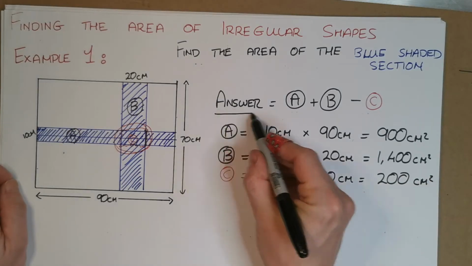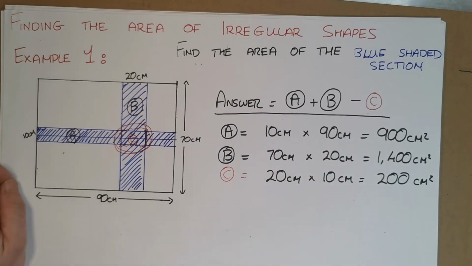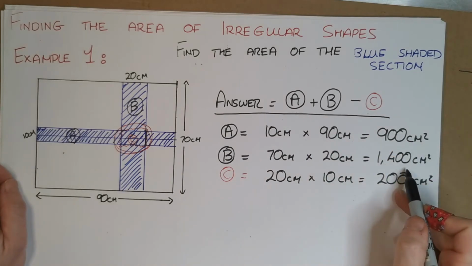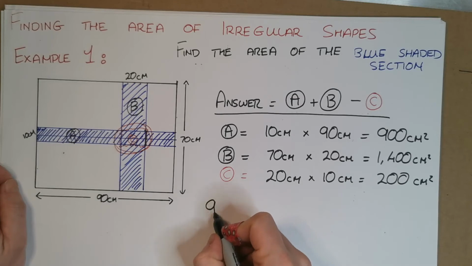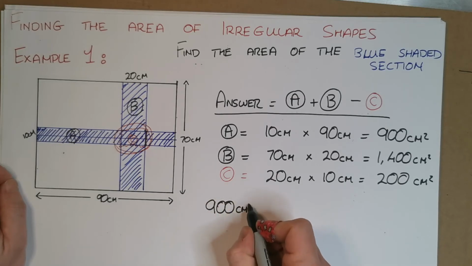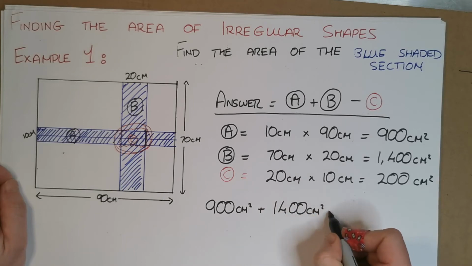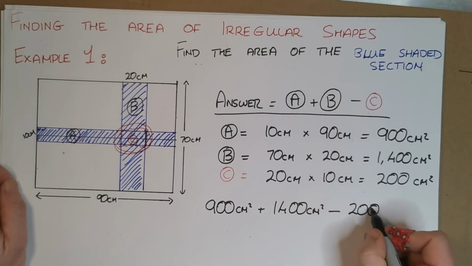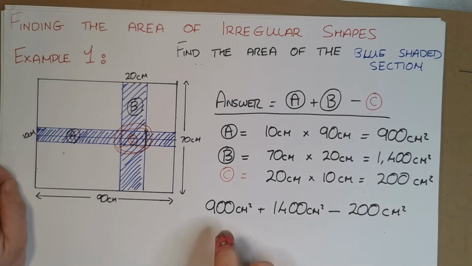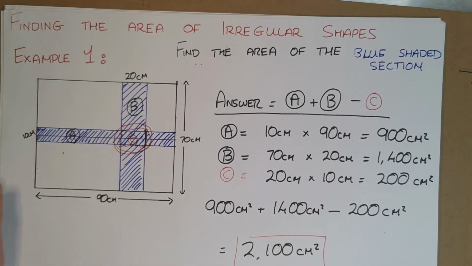As we outlined up here, this is where our answer is going to be found. We're going to have 900 plus 1,400, subtracting then our 200 centimeters squared. So 2,300 minus 200 gives us a total of 2,100 centimeters squared, which is our answer for the blue area. That's the first one.